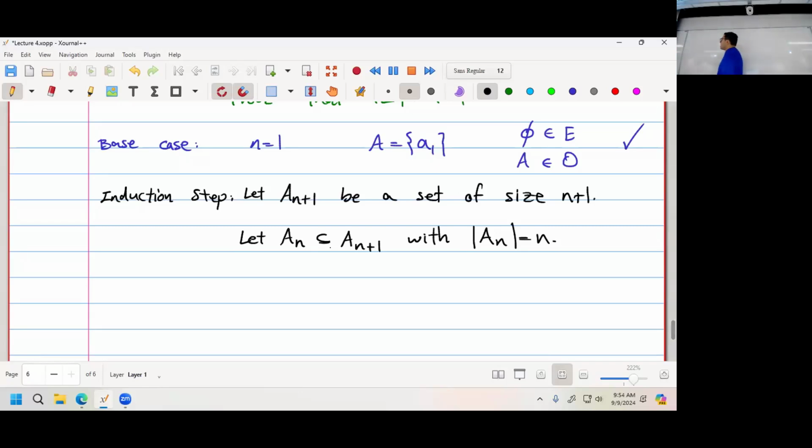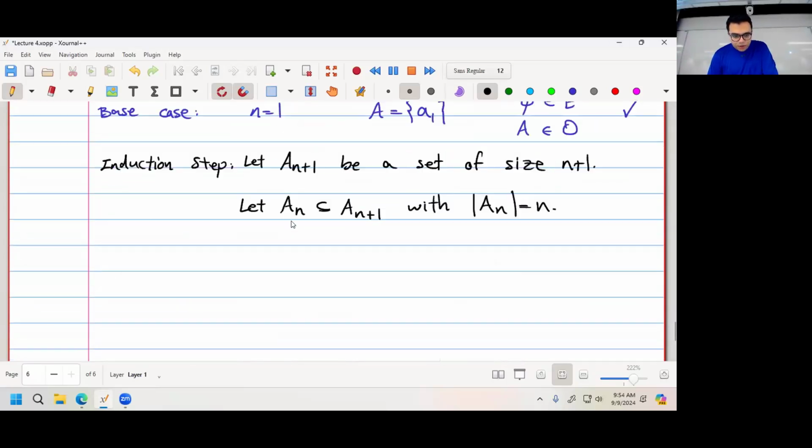What do I know about the subsets of A_n? By induction hypothesis, I know that the number of subsets of A_n with even size is equal to the number of subsets of A_n with odd size. Let me just use E and O in the same way. I'm not going to write the definition because I'm lazy. So let's say E_n is the set of even subsets of A_n, and I know that the size of E_n is equal to the size of O_n, where O_n is the set of odd subsets of A_n. This is what I know by my hypothesis.